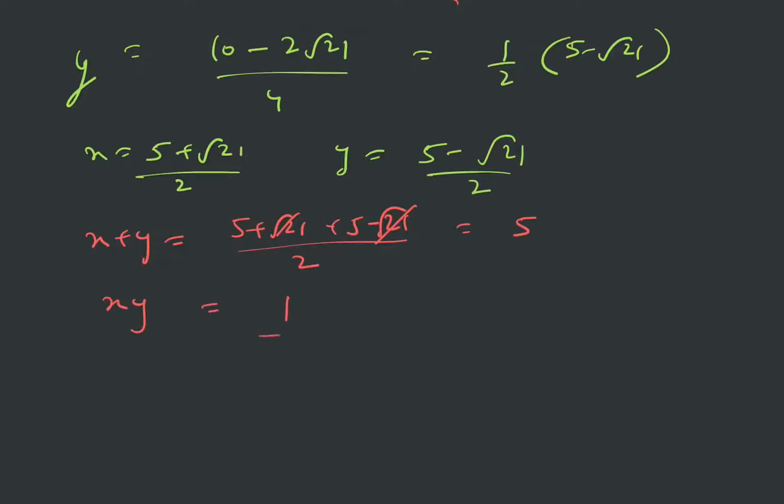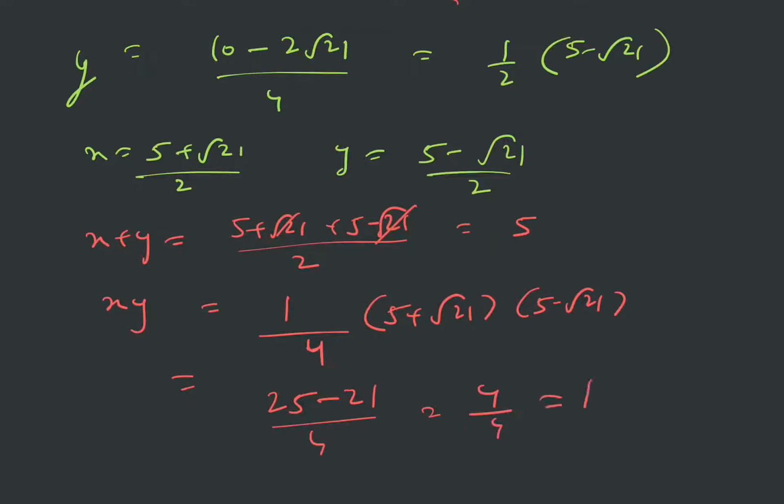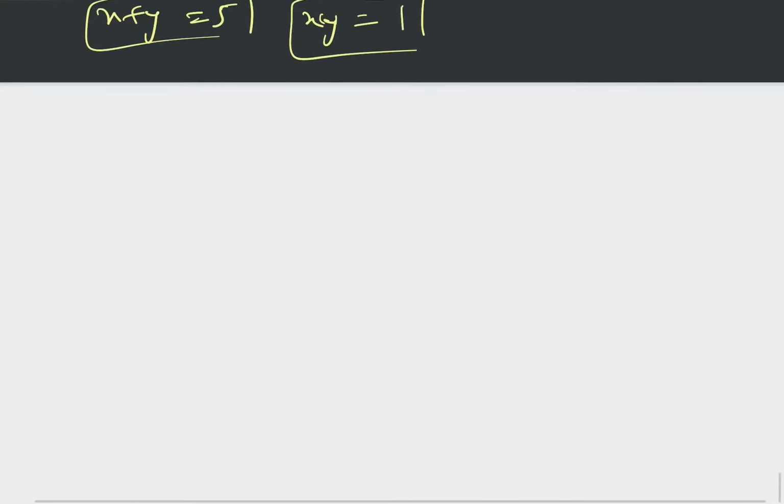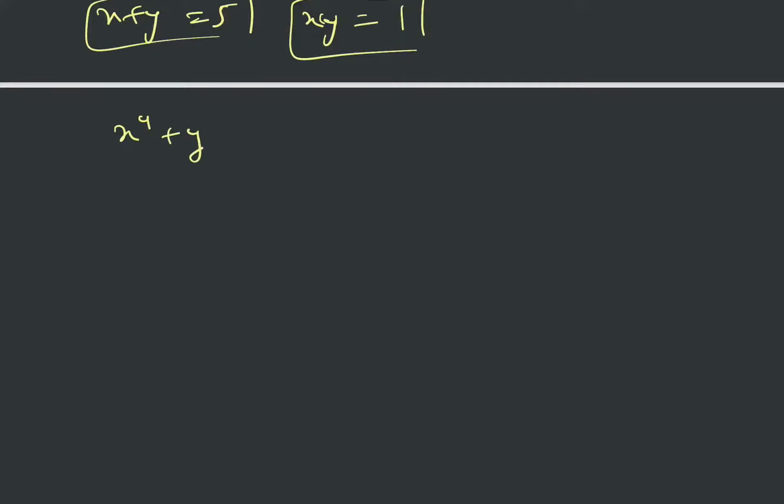And what is xy? It is 1 by 4 into 5 plus root 21 into 5 minus root 21, because 2 into 2 is 4 in the denominator. So xy is 5 square, 25 minus 21, by 4. So that is 4 by 4, that is 1. Now the important thing is you have got x plus y as 5 and xy as 1, right? And the question is you need to find x power 4 plus y power 4 plus x plus y whole power 4.